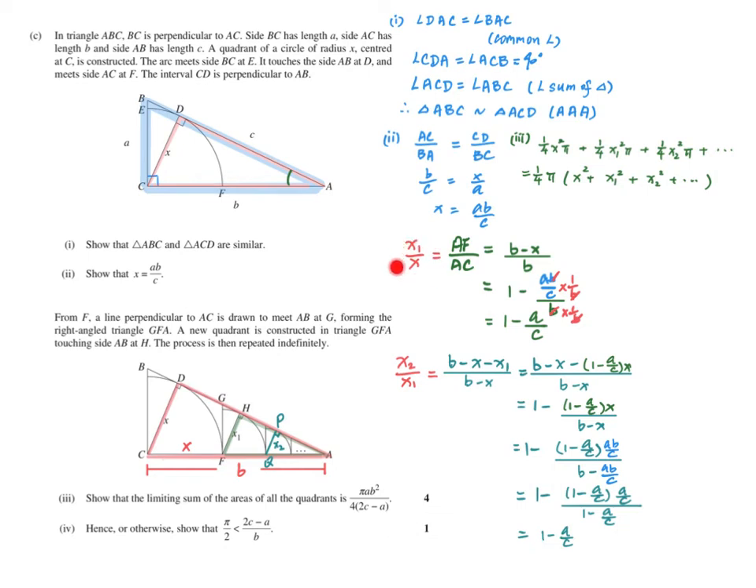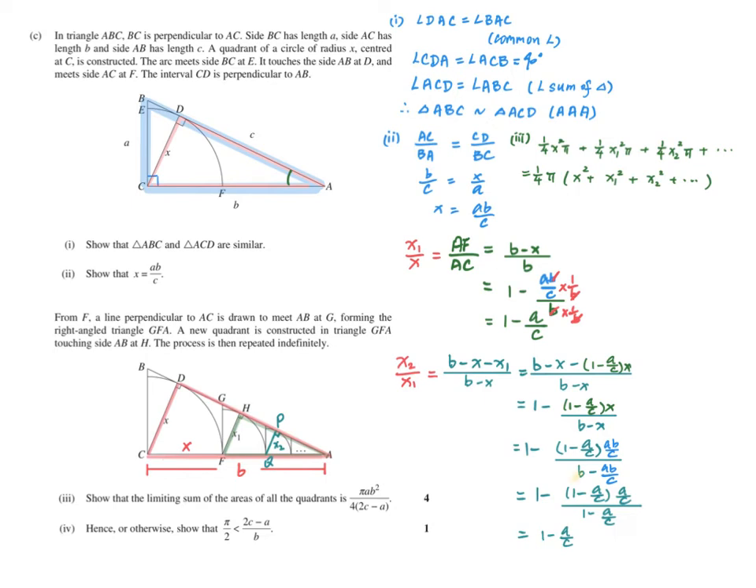Let's replace X1 by X. From the previous ratio, we know that x1 over x is equal to 1 minus a over c. Therefore, x1 should be equal to 1 minus a over c, the difference, times x. And then rewrite this fraction into b minus x over b minus x, which is 1, and then minus this term over b minus x. We now replace the x in the form of AB over C, which we obtained in part 2.